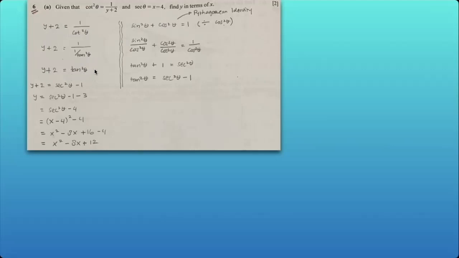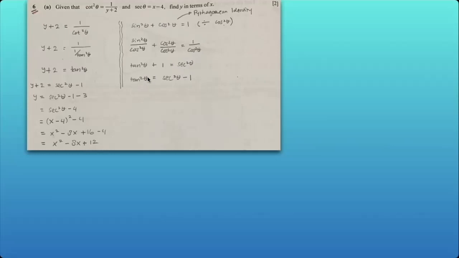So let's stop here for the moment. Now let's use the Pythagorean identity, where sine squared theta plus cos squared theta is equal to 1. And let's divide both sides by cos squared theta. Why? Because we want tangent. So we have sine squared theta over cos squared theta, that's just equal to tangent squared theta, plus cos squared theta over cos squared theta, that's just equal to 1. And that's equal to 1 over cos squared theta, which is equal to secant squared theta.